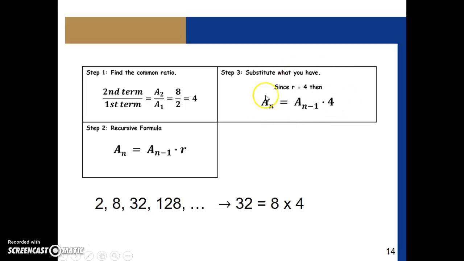So let's use this recursive formula to check to see if it works for this sequence. So let's look at the term 32. A sub n, let's say n was 3. So the third term, 32, equals the second term, that's a sub 3 minus 1, or a sub 2, that's 8. So I've written that here, times the common ratio, 4. And sure enough, 32 does equal 8 times 4. So recursive formulas are pretty straightforward too, and they're handy when you might not necessarily know that first term a.